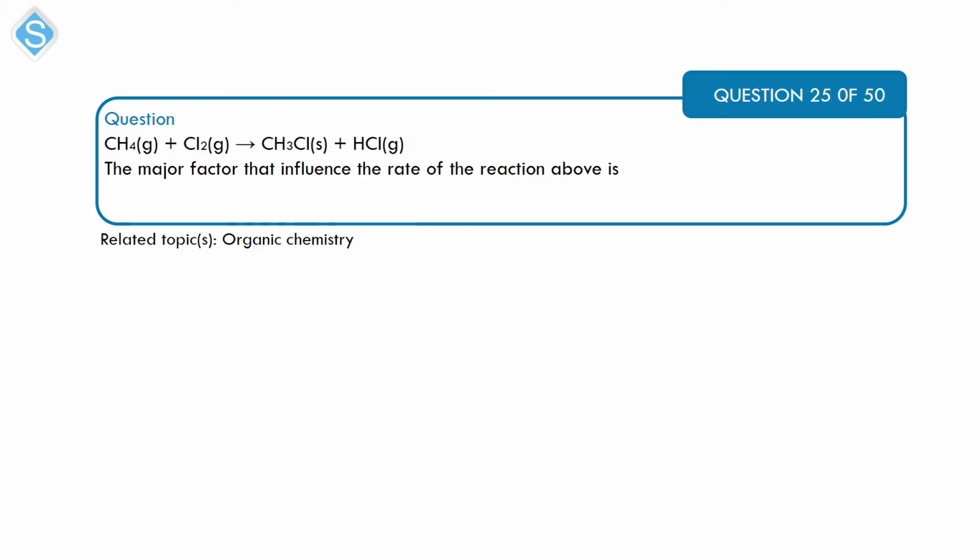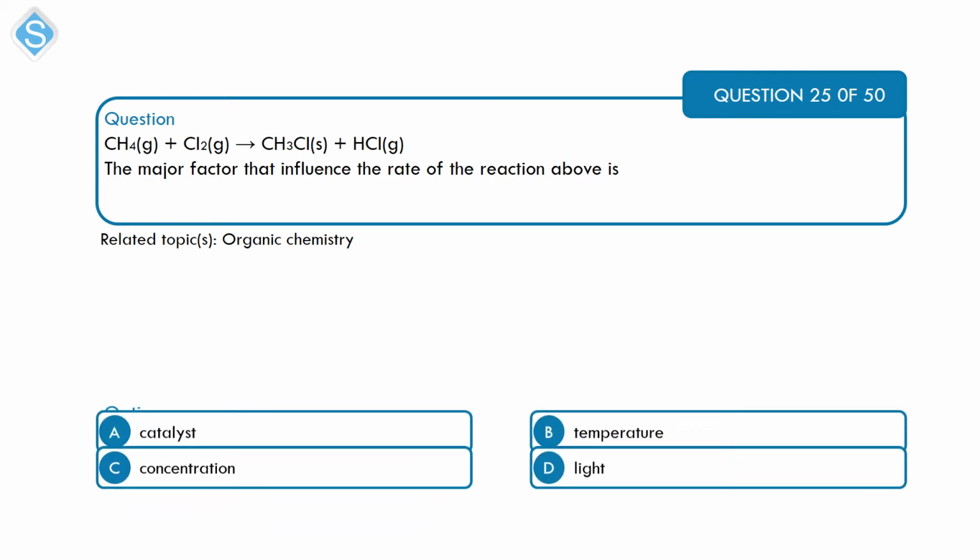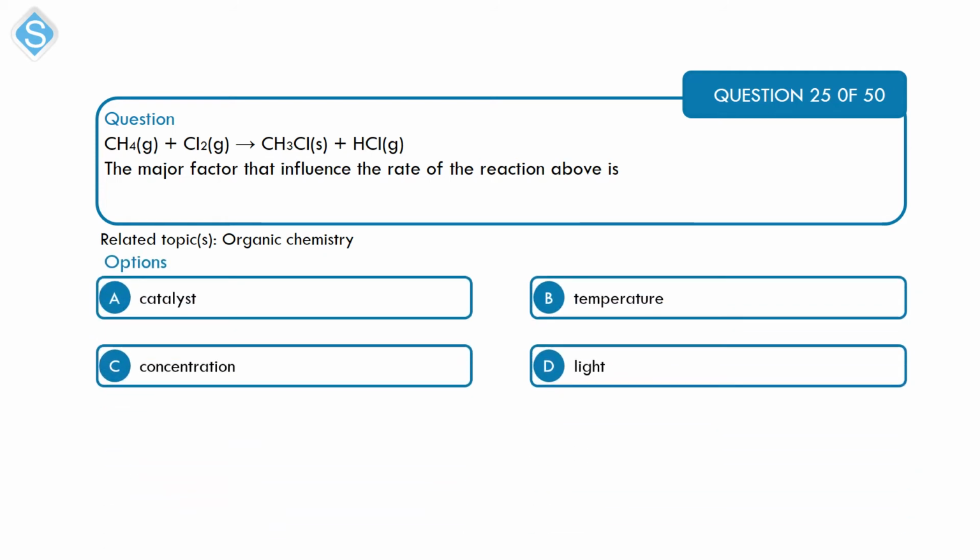Next, also on organic chemistry, the major factor that influences the rate of the reaction above is A. catalyst, B. temperature, C. concentration, and D. light.